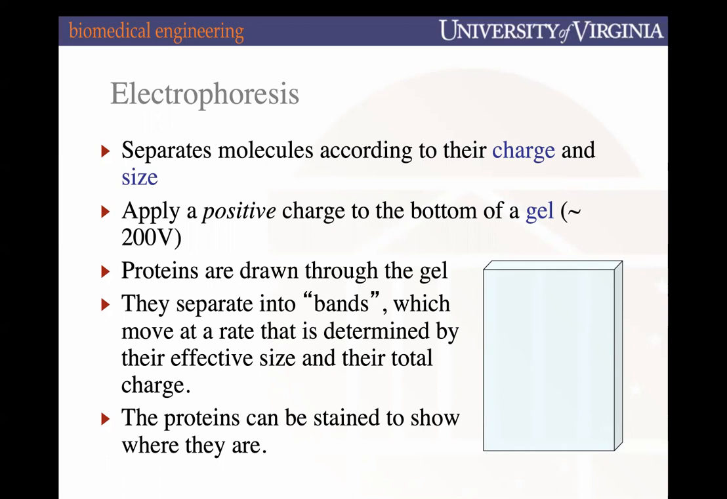The way in which this works is we typically apply a positive charge to the bottom of the gel. The reason we do that is that the current flow is typically the flow of electrons, and electrons are negatively charged, so they'll move towards the positive end. And so we create a positive charge here at the bottom to promote the movement of our protein samples down this gel.